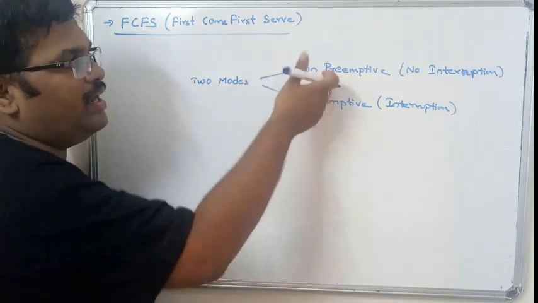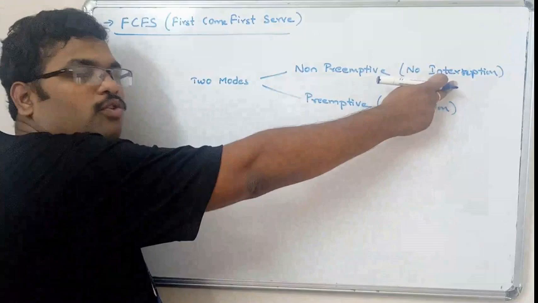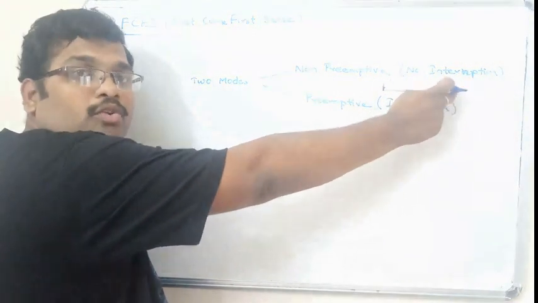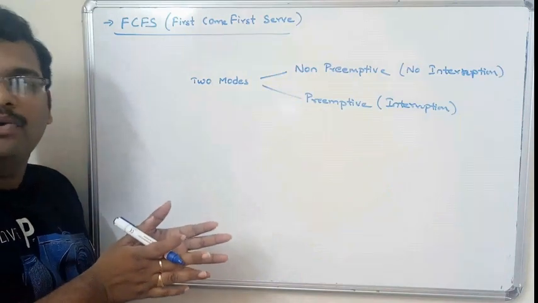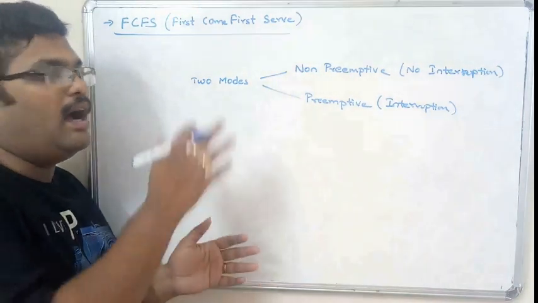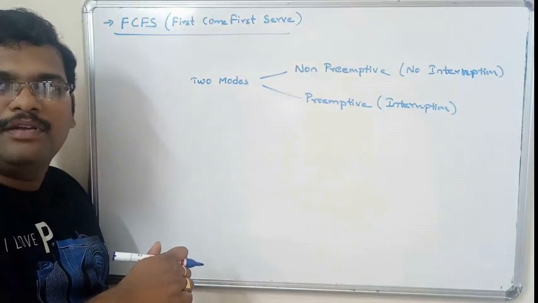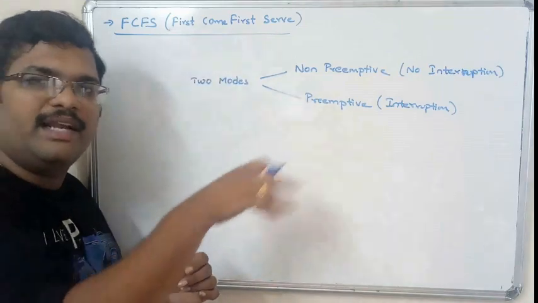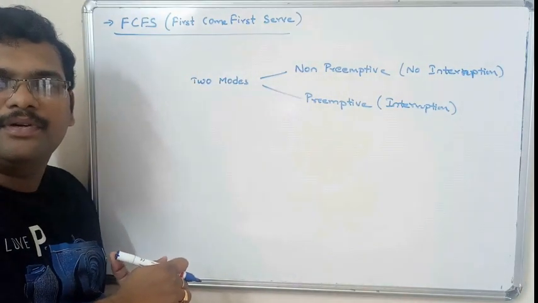Right? So we can select either non-preemptive or preemptive. If it is non-preemptive, there will be no interruption. That means if one process is going to be executed by the CPU, then all the remaining processes should wait until it completes its execution by the CPU. Once it gets completed, then only the second process will be allocated to the CPU.